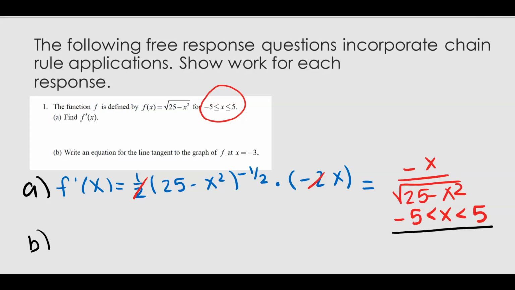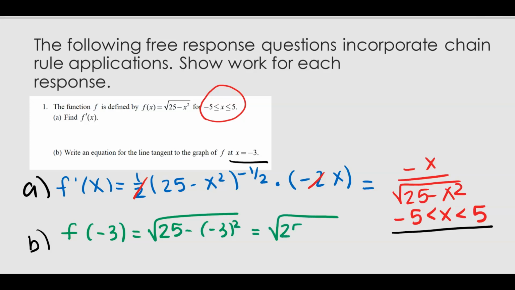Part B would be write an equation for the tangent line to the graph at x equals negative 3. Well, in order to write the equation of a tangent line at a point, we need to know the original value at that point. So easy points, I need to know what is f of negative 3. So just going to plug in negative 3. So we get the square root of 25 minus 9, which is a nice perfect square. So you get the square root of 16, which is 4. So that gives me the coordinate point negative 3, 4.